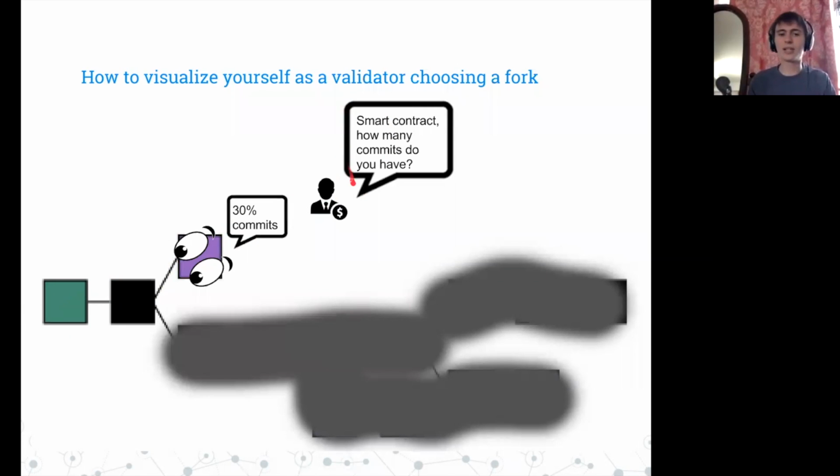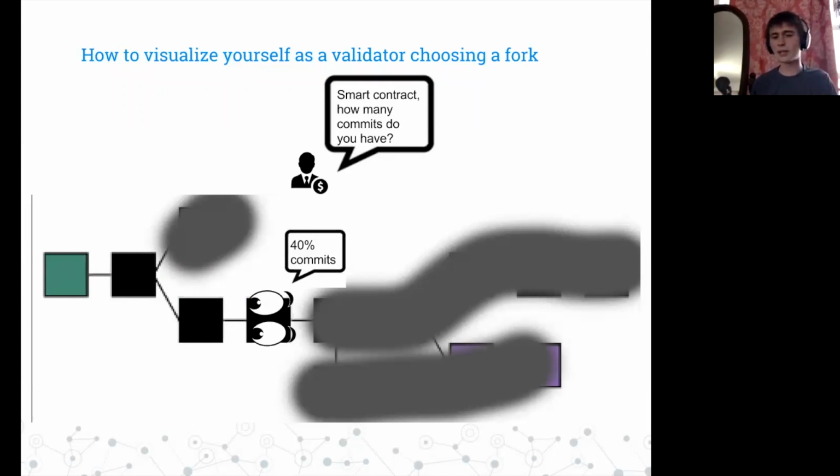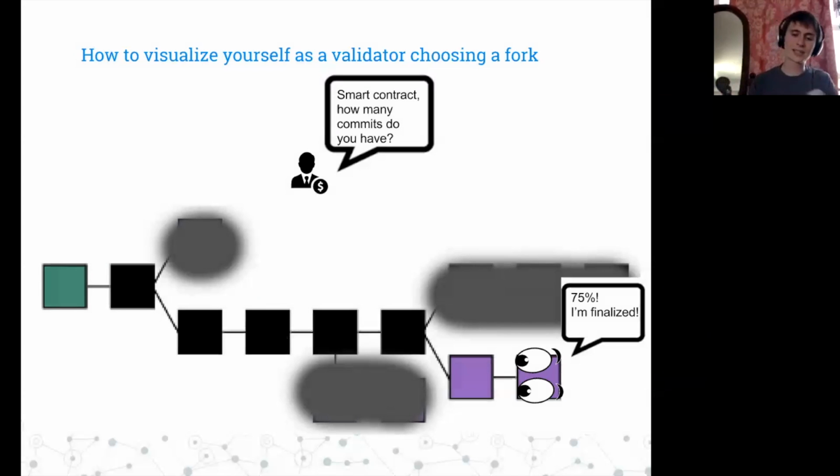Now, I'm a validator, I'll say, how many commits do you have, smart contract? And the smart contract will reply with a getter or maybe an event or whatever it is: okay, I have 30% commits. Then we can do this again. We say, oh, smart contract, how many commits do you have? The smart contract will reply with an event, or maybe a getter, saying 40% commits. And you can do this all the way through. That is probably the easiest way to figure out what the proper chain is. How can I do this fork choice?